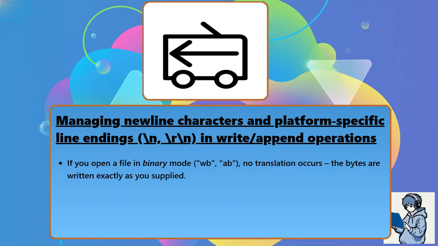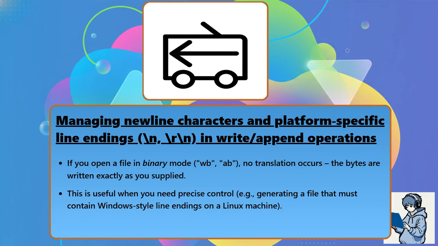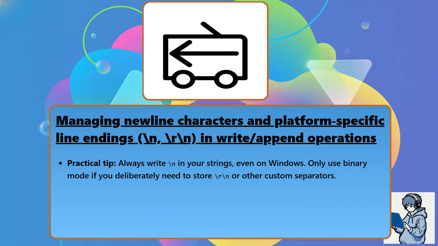If you open a file in binary mode, WB or AB, no translation occurs. The bytes are written exactly as you supplied. This is useful when you need precise control, for example, generating a file that must contain Windows-style line endings on a Linux machine. Practical tip: always write \n in your strings, even on Windows. Only use binary mode if you deliberately need to store \r\n or other custom separators.